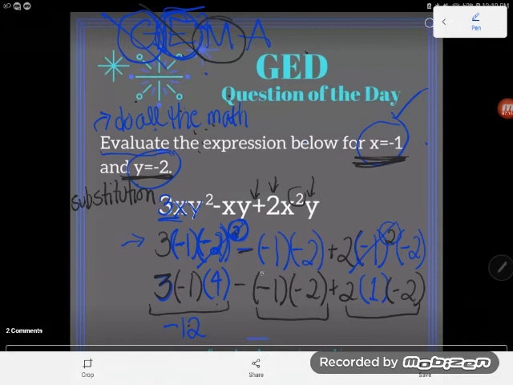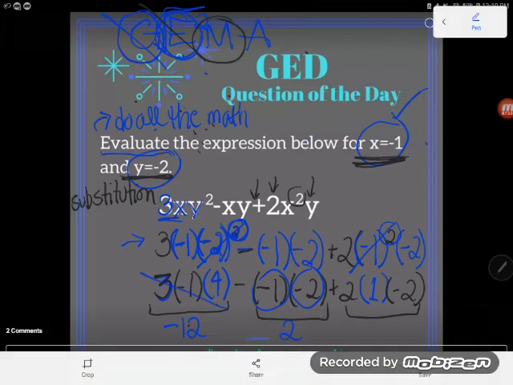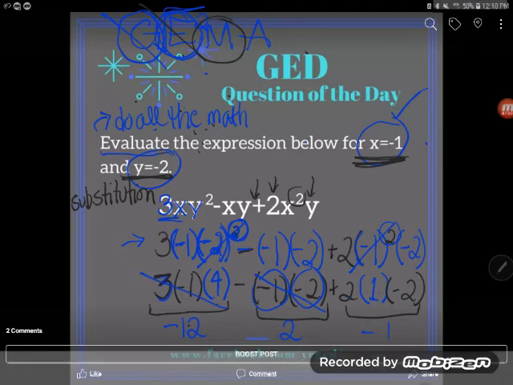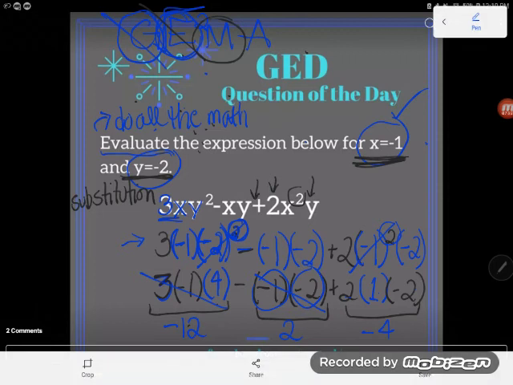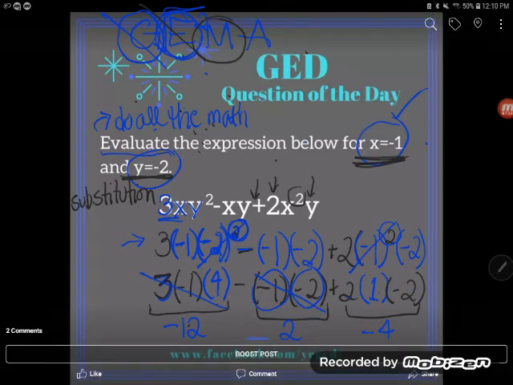Now let's multiply the next group. -1 times -2 gives me +2. So I did that. Now for the next group, 2 times 1 times -2. 2 times 1 is 2, times -2 is -4. And now I will make sure that I drop down any signs or symbols that I have not yet used. So I have not yet used this minus sign, this one, so I'll drop it. And I've not yet used this plus sign, so I'll drop it. So there's my new problem.